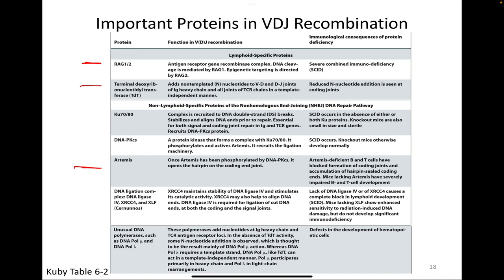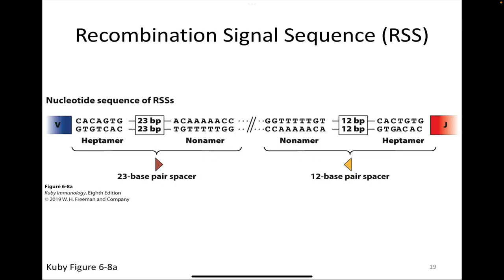Yeah, Alexis. I don't remember exactly what it's called, but some sort of marker. Okay, so maybe some kind of marker. Yeah, it has to be a nucleotide sequence. It has to be a specific set of base pairs that marks this is a good cutting spot. The name of that sequence is the recombination signal sequence, or RSS. There are two kinds of RSSs.